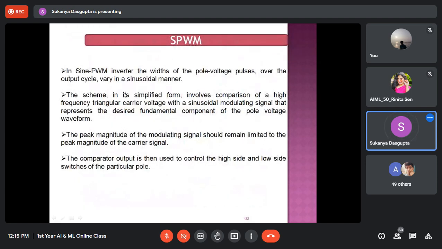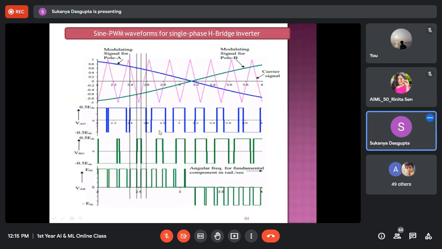So in sine PWM inverter, the widths of the pole voltage pulses over the output cycle vary in a sinusoidal manner. So suppose in this diagram I have chosen two sine waves. The blue one is the modulating signal for pole A, right? That means for phase A, and the green one is the modulating signal for phase B.